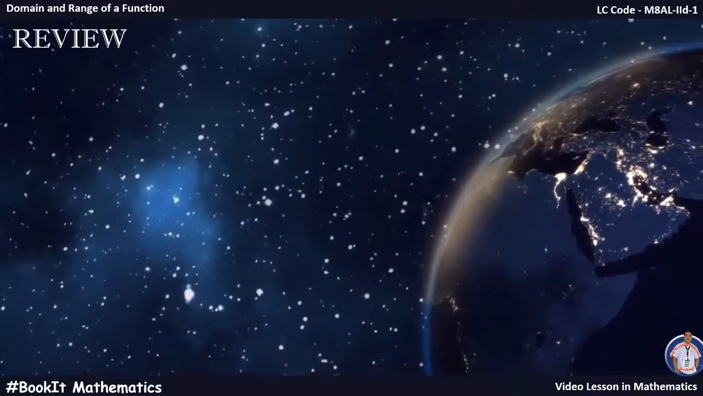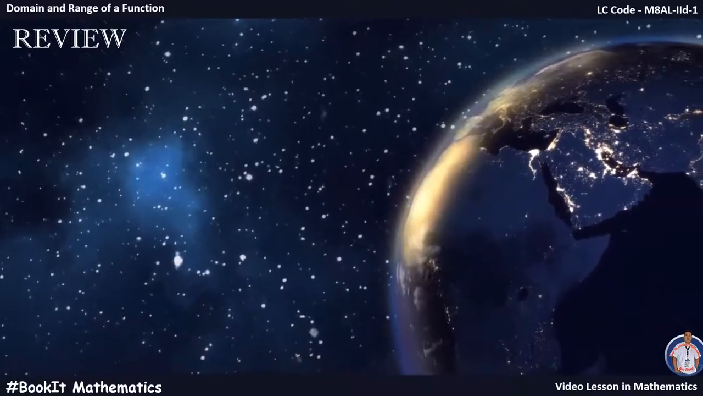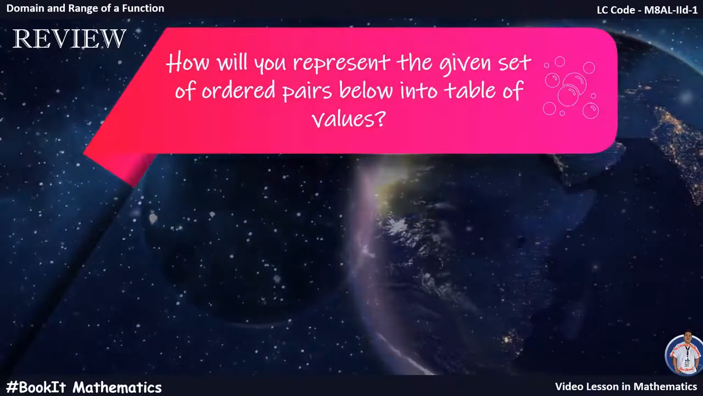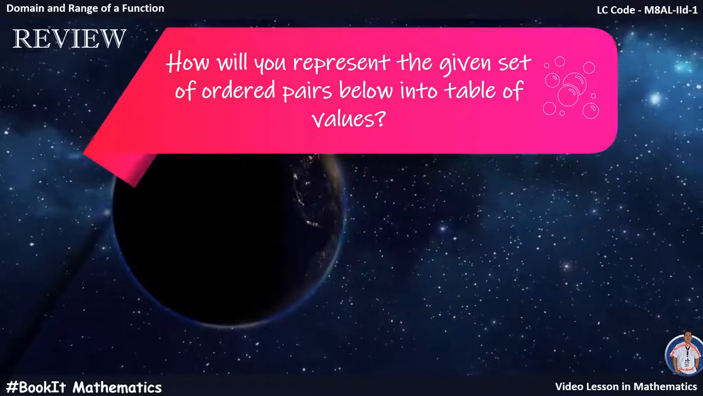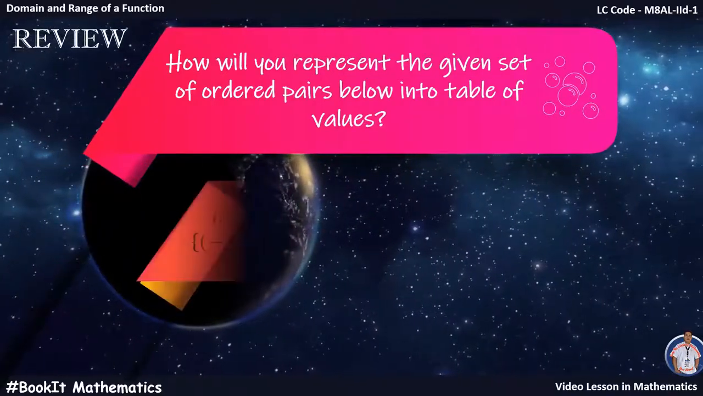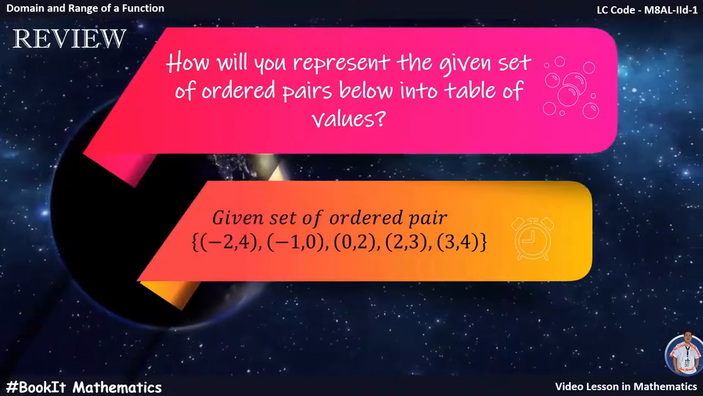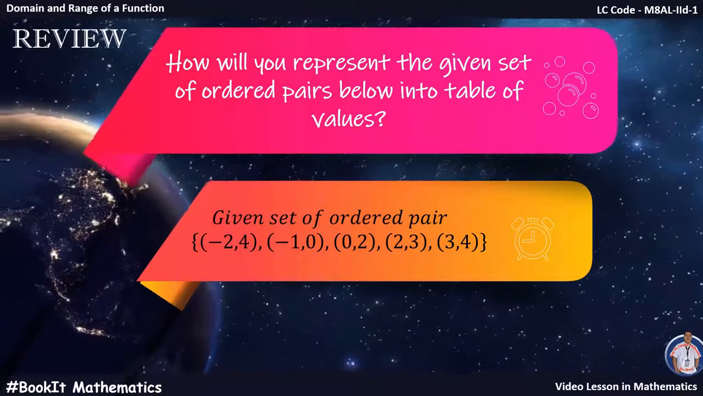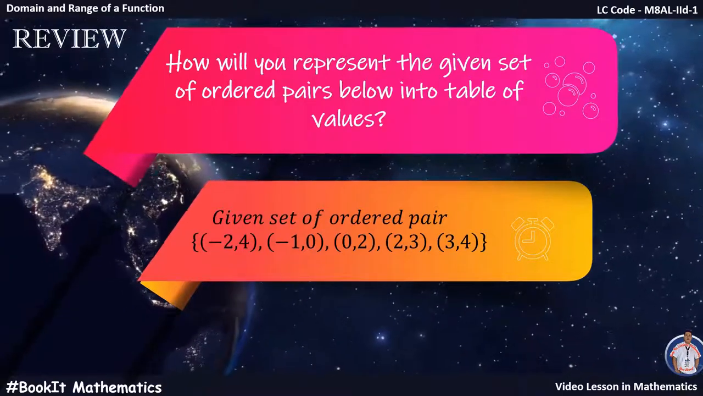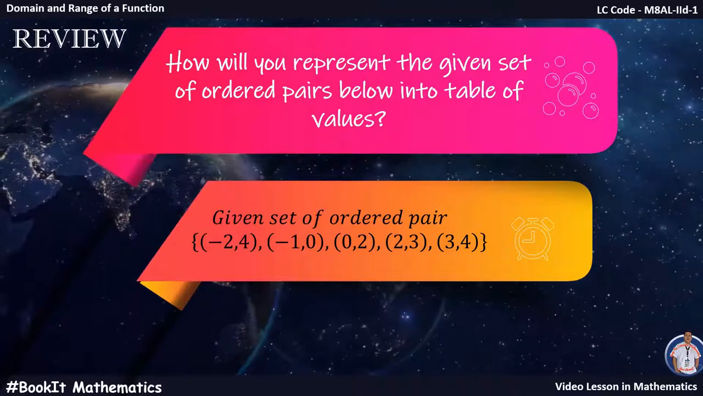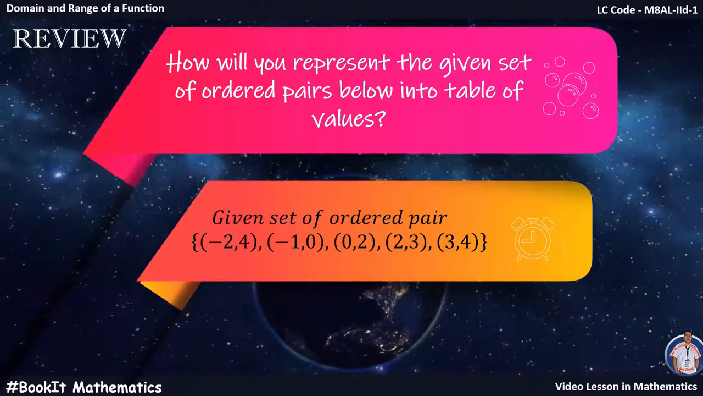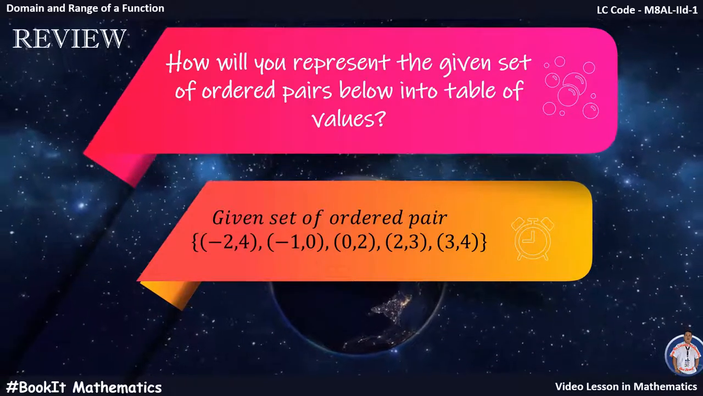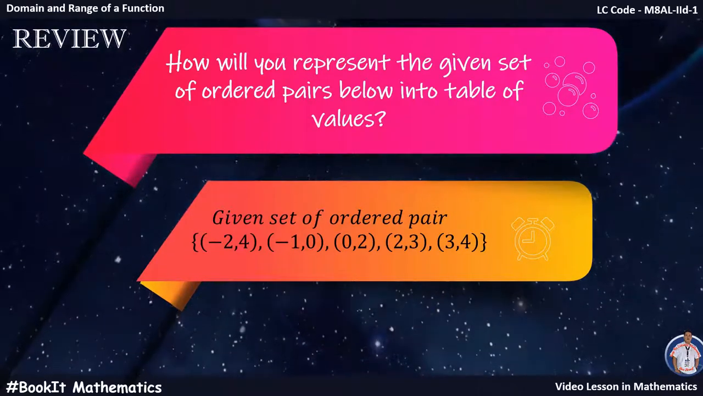Before we start with our lesson proper, let's have a short review. How will you represent the given set of ordered pairs below into a table of values? Given set of ordered pairs. First ordered pair, negative 2 and 4. Second, negative 1, 0. Third ordered pair, 0, 2. Fourth ordered pair, 2 and 3. And the last ordered pair, 3 and 4.